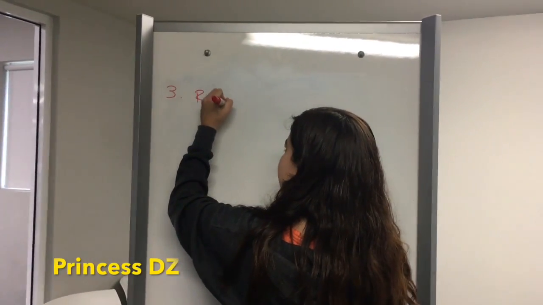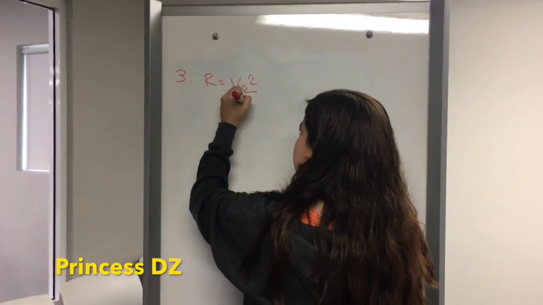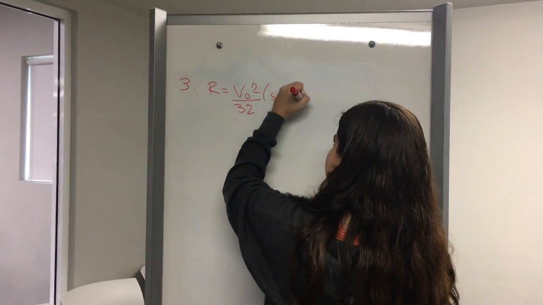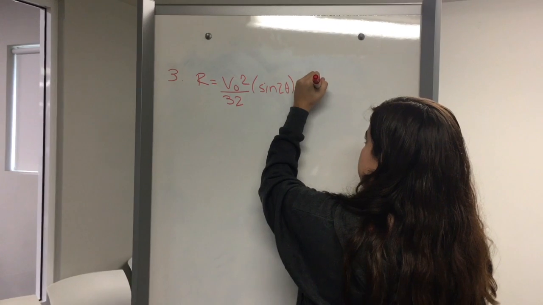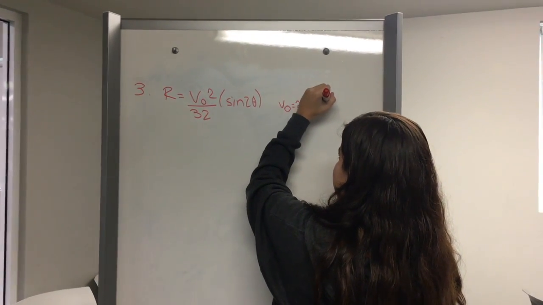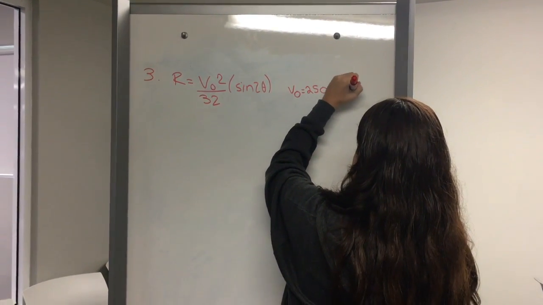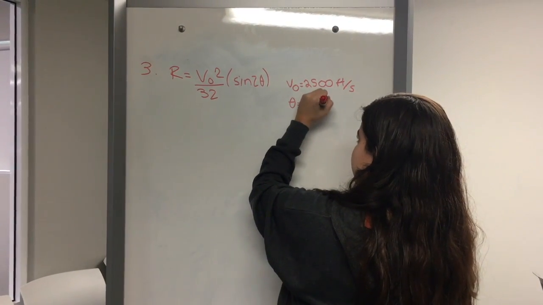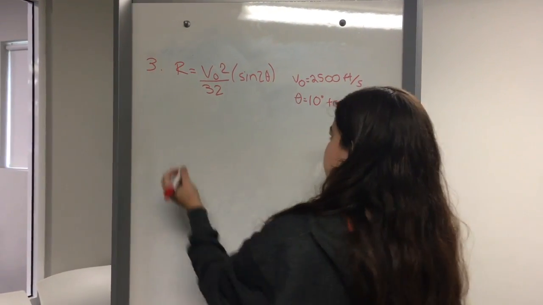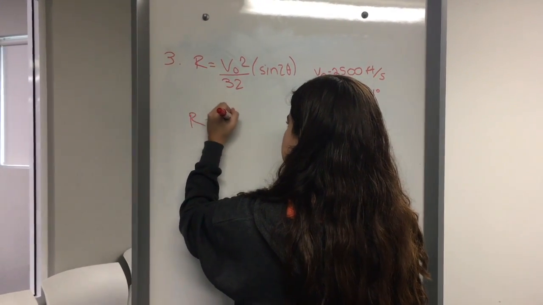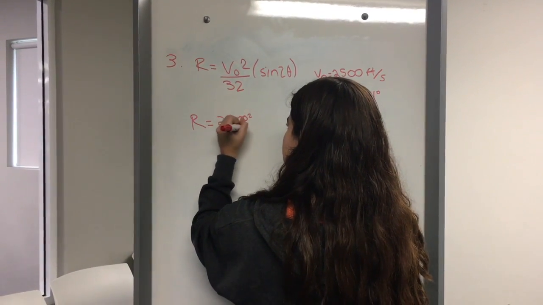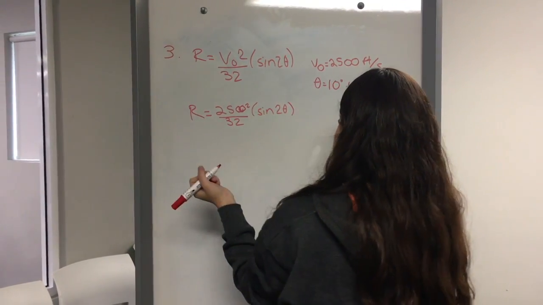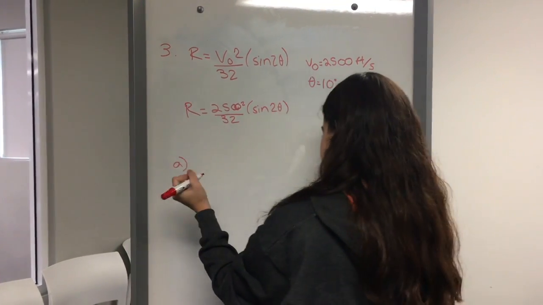Problem number 3. The range of the projectile is initial velocity squared over 32 times sine 2 times the angle. The initial velocity is 2,500 feet per second, and the angle is changed from 10 degrees to 11 degrees. With this information, we know that r equals 2,500 squared over 32 times sine of 2 times the angle.